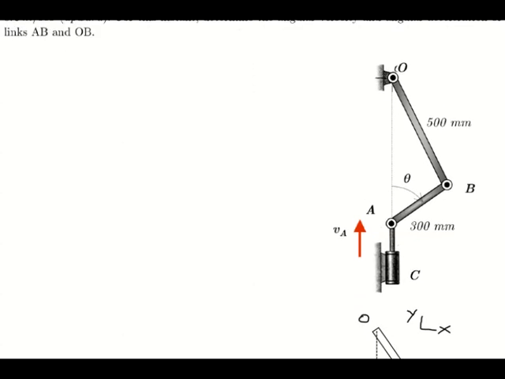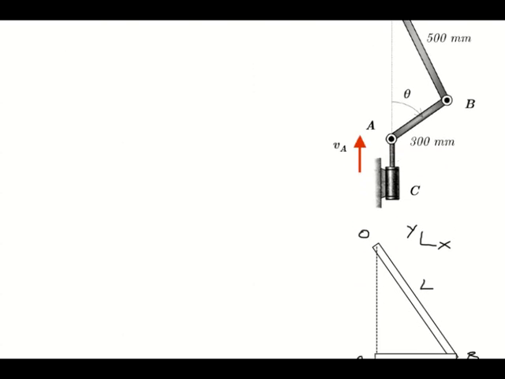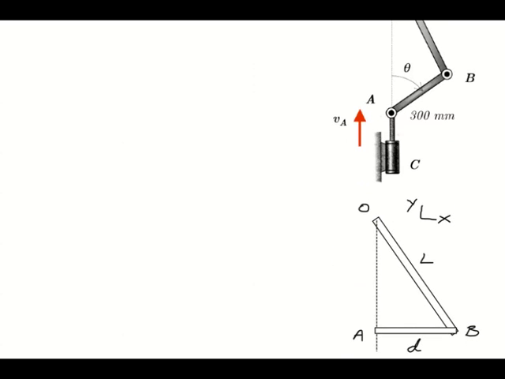So what I've done is I've drawn the mechanism in the position of interest to us here, when AB is basically horizontal and OAB make a right triangle. I'm representing the length of OB by L and AB by D just so I don't have to put in numbers until the end.